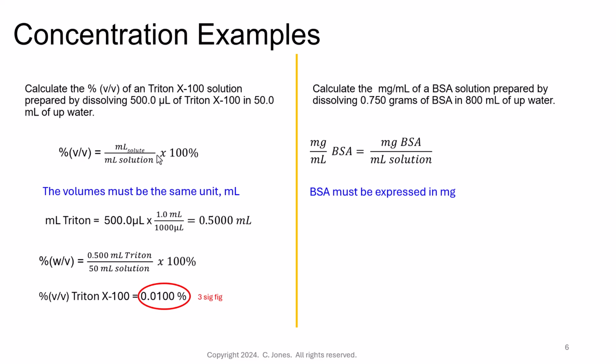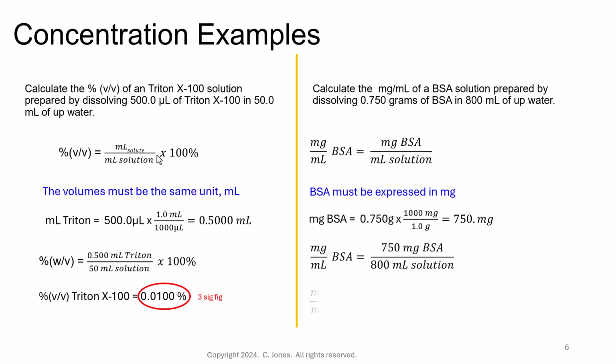So BSA has to be expressed in milligrams. So we're going to convert the grams of BSA that we were given to milligrams. And here's the conversion factor. And now we just need to plug this into the equation. We calculate this out, and our final answer is 0.938 milligrams per mil.